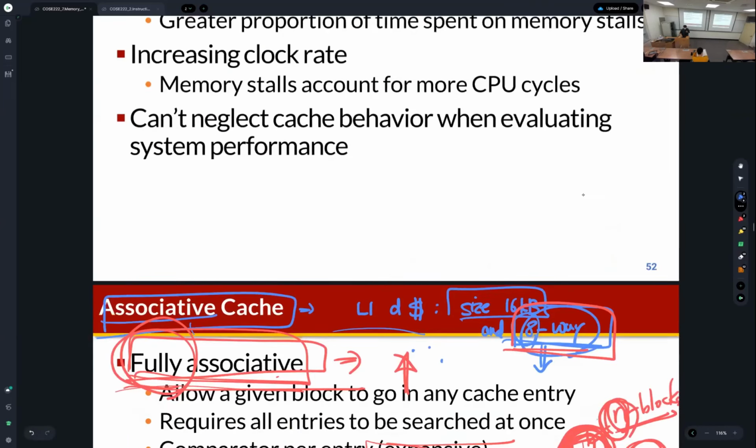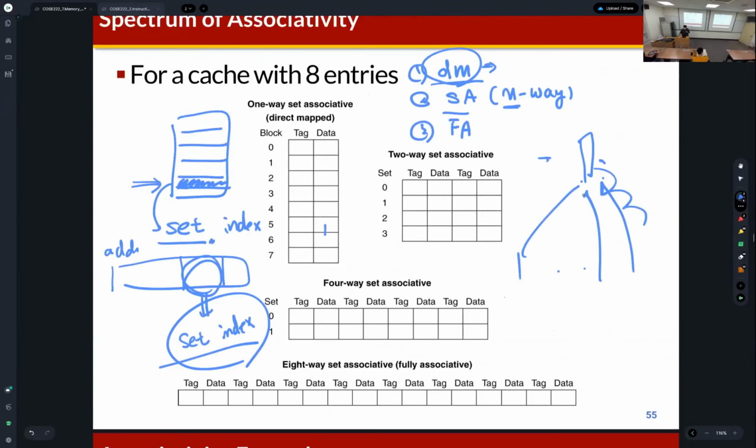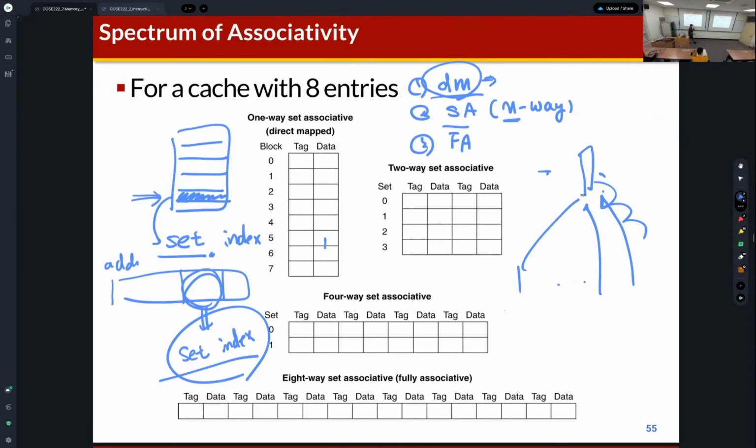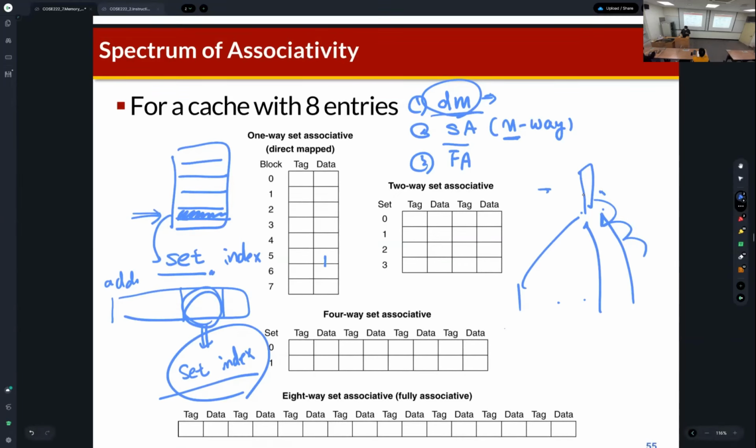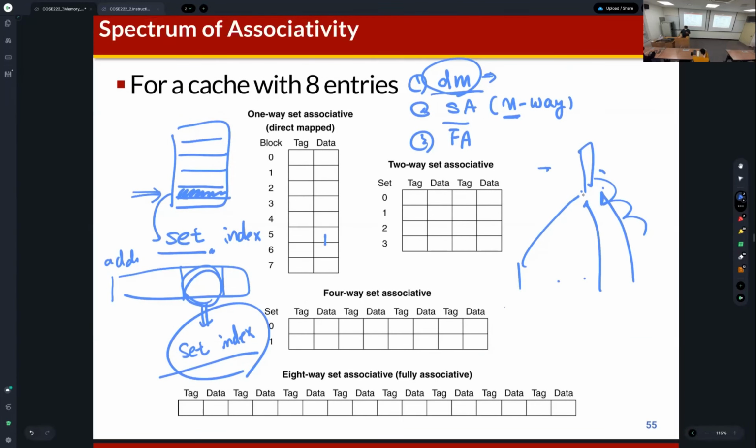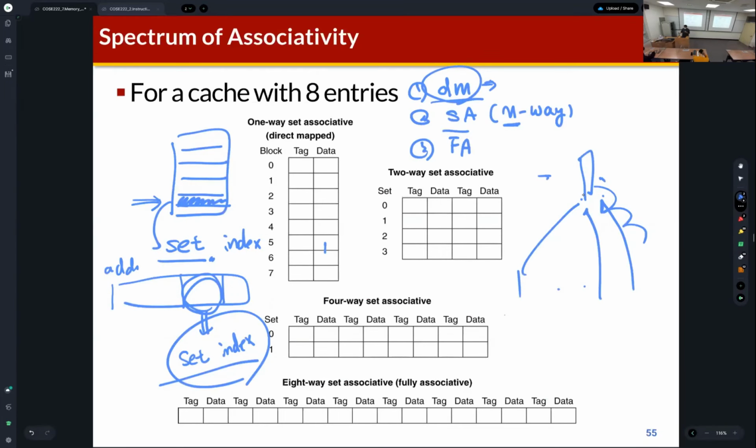So in order to increase the performance of our processor, when we consider the performance of the memory hierarchy, we need to increase the performance of the cache, which means we need to increase the hit rate of the cache. In the previous class, we learned that in the direct map cache, the cache miss rate can be higher than in set associative caches or fully associative caches.